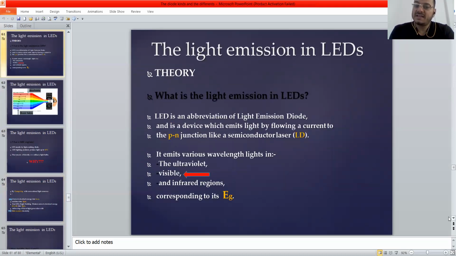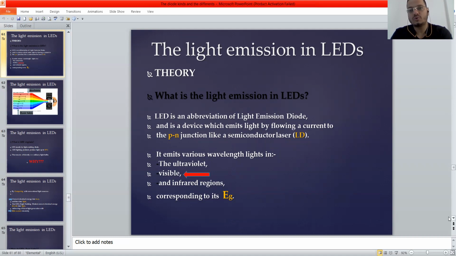What is light emission in LEDs? LED is an abbreviation of light emitting diode, a device which emits light by flowing a current to the p-n junction, like a semiconductor laser. Actually, we must note at first that the LED shares the same characteristics with the laser.